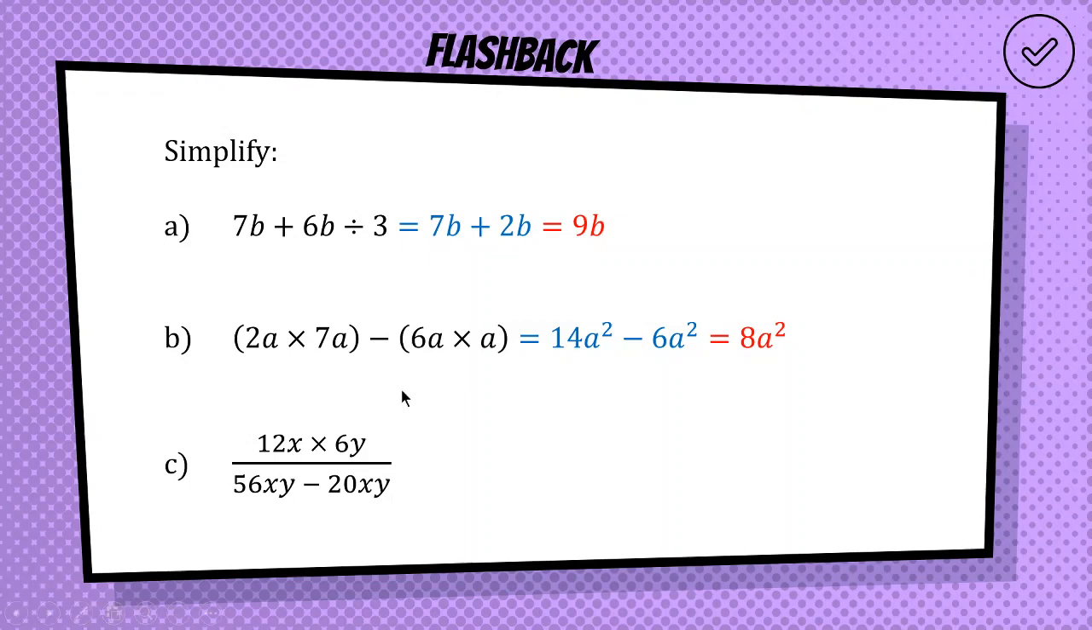And for the last one, we'll do the top and the bottom of the fraction first, and then we'll do the fraction as a division. So the top of the fraction, 12 times 6 is 72, x times y is xy, and on the bottom we have 56 xy's, take away 20 xy's, which leaves us with 36 xy. Now, luckily, 72 divided by 36 is 2, so we get 2. And the xy and the xy dividing, it's almost like they vanish, they cancel off. So the correct answer is 2. Well done if you got that.